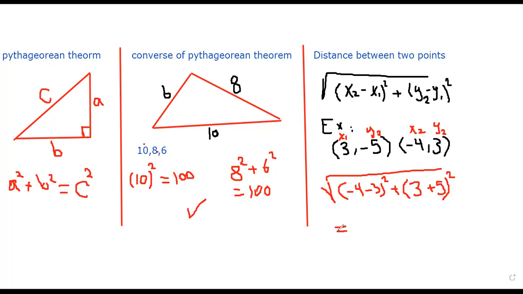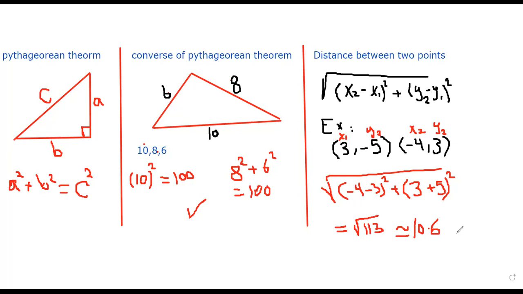So the answer will be the square root of 113. Very good. If I want to approximate the answer, it will be approximately 10.6. It depends on whether he's going to ask to approximate or not. If he didn't say approximate to the nearest whole number, we can keep the number like this.